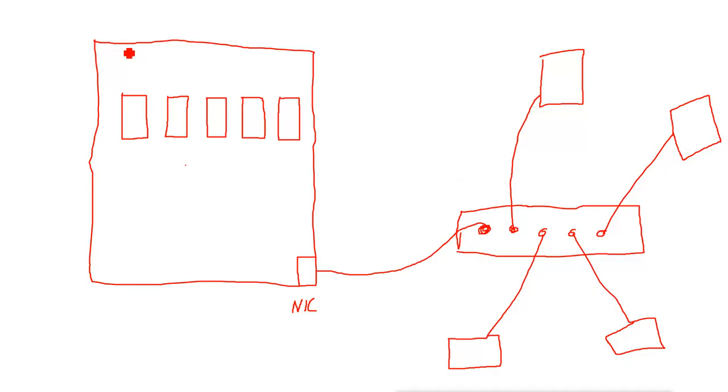So this is our real host. On the host we have created several virtual machines. These are the virtual machines we have created. These are our guest operating systems, guest machines. Now our real host has a network adapter, a network interface card, and through that network interface card it is connected to the switch, and through the switch it is connected to other real servers.